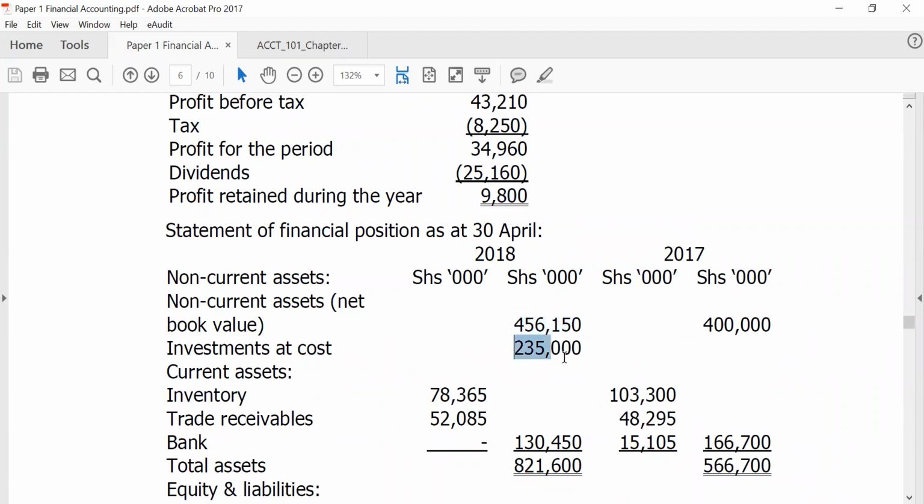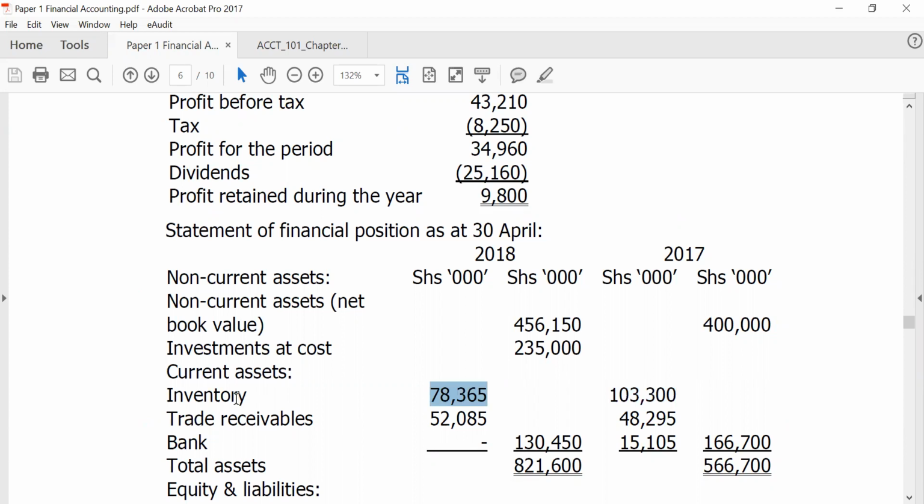We also have the investment at cost. We didn't have it in 2017, but we have it in 2018. I'm just basically looking at this figure and this figure. Then inventory. We can see that we had 103 here, but this dropped to 78, which means that we sold inventory along the way, which gave us a cash inflow.